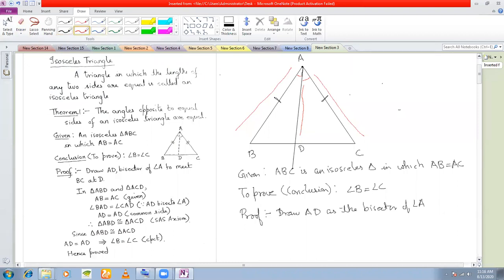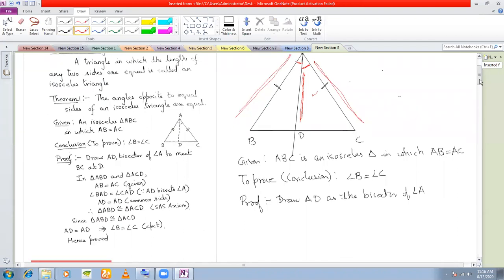See what sides are involved in this triangle. This side is involved, this side is involved, and this angle is involved. In this triangle, this side is involved, this side is involved, and this angle is involved. That means, what is the angle? Two sides and one angle. That means it has to be SAS. Okay, so by SAS axiom, I can prove that the two triangles are congruent.